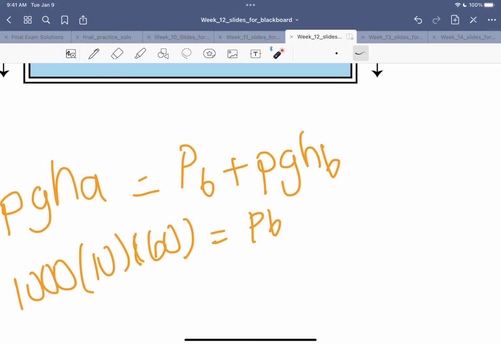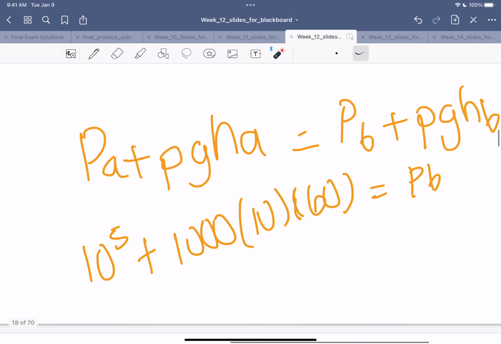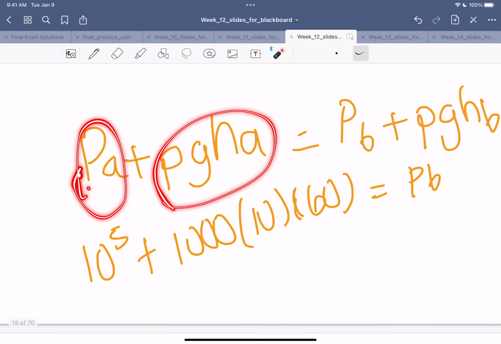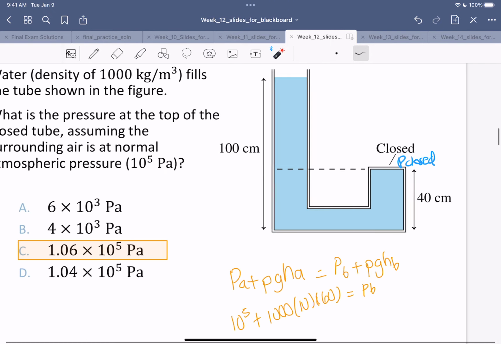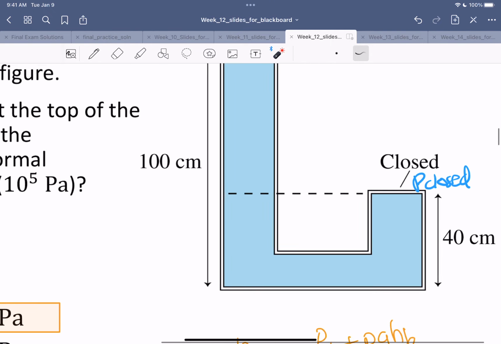There's no point in plugging in the values there. It's a waste of time. So you just have PB equal to the pressure at A plus rho g h_A. So you just plug in your density value, your gravity, and your height at A. In this case, they gave us the height here.